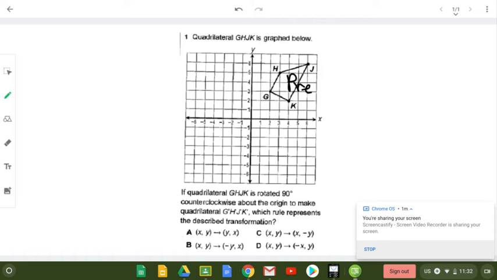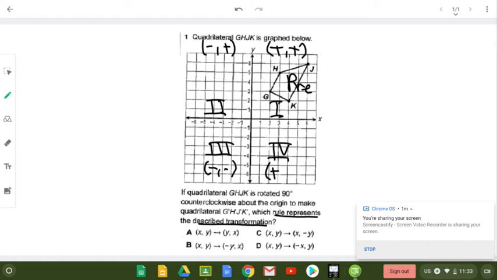Now, it says that we want to find the rule that represents the transformation. What I would normally suggest is, after you label your figure, go ahead and label your coordinate plane. If we remember correctly, quadrant 1 is located here, then quadrant 2, quadrant 3, and quadrant 4. Remember those quadrants and their characteristics. You have a positive-positive relationship in quadrant 1, a negative-positive relationship in quadrant 2, both negative in quadrant 3, and in quadrant 4, a positive-negative relationship.